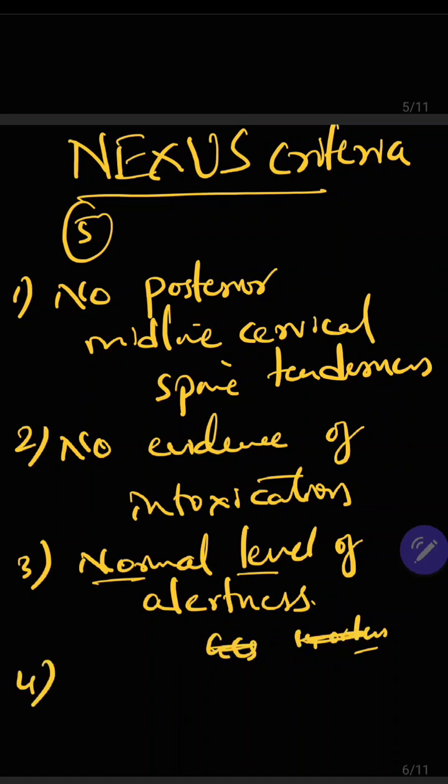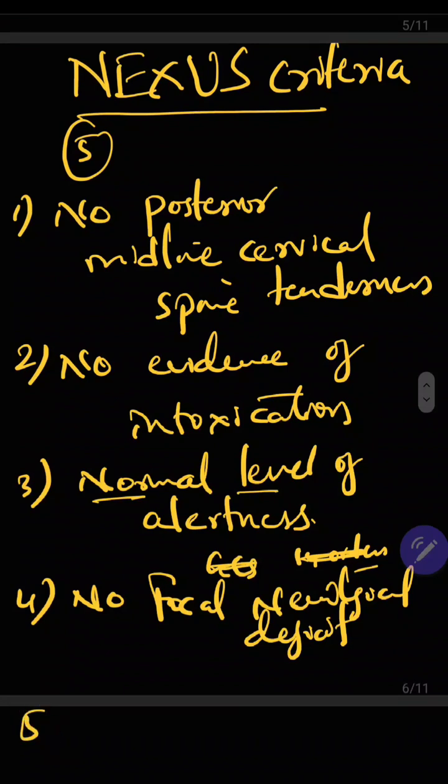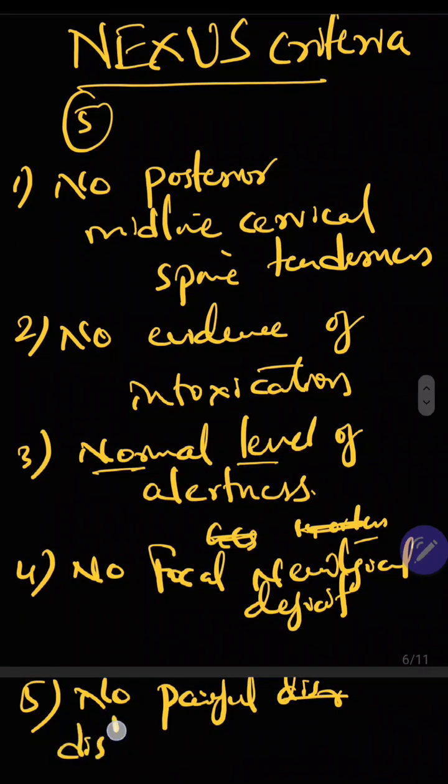And number fourth is no focal neurological deficit. Focal neurological deficit is maybe one hand or one leg is not functioning, for example, simple example. And fifth one is no painful distracting injuries.